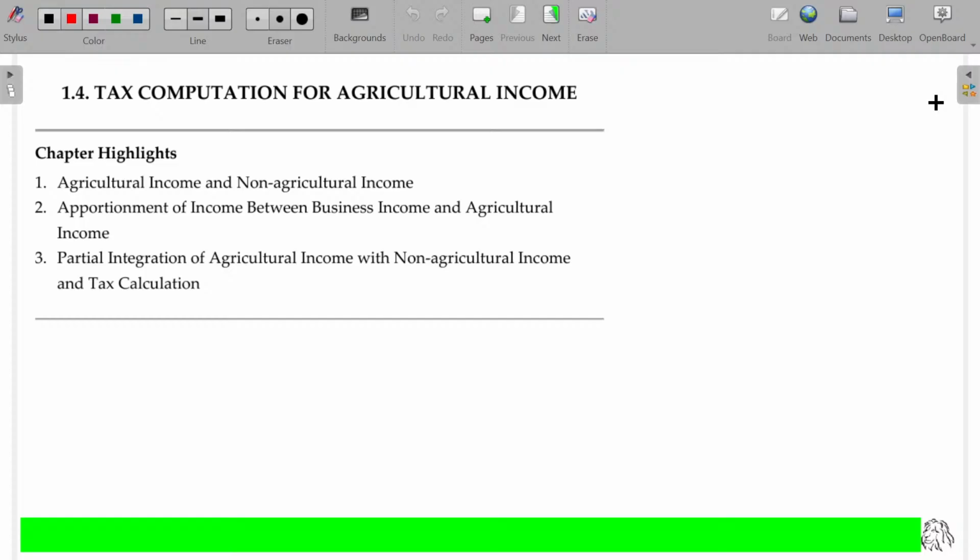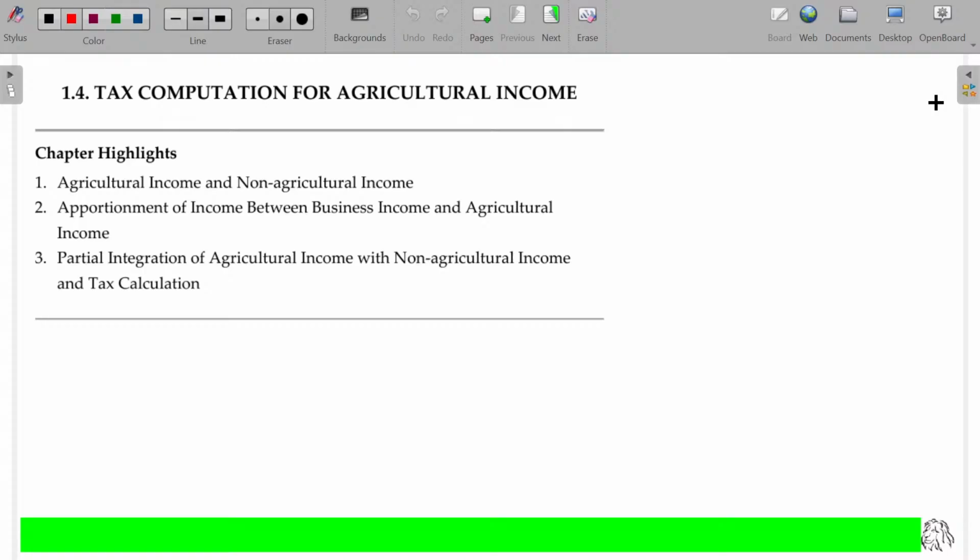So, last class we started with the tax computation and we discussed the tax rates also. You need to mug up that one. The second part of the tax rates, related to the tax calculations on capital gains, could be continued along with the capital gains chapter, not now. We'll now move to the next chapter 1.4, tax computation for agricultural income.